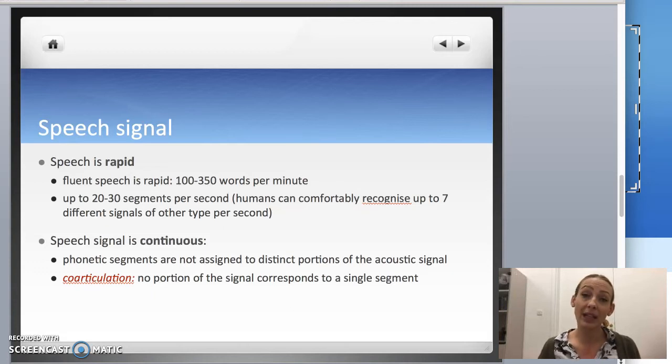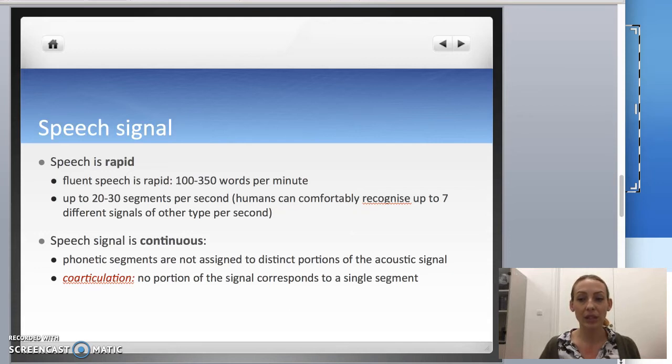And this is partly because the sounds are linked together. So it's not the case that each sound has its own separate part of time in this rapid, fluent speech. What actually happens is that the properties of the sound spread to all the surrounding sounds. This is called co-articulation.